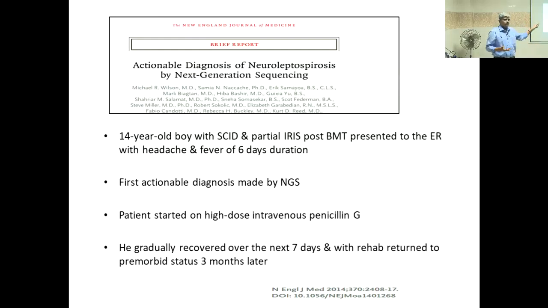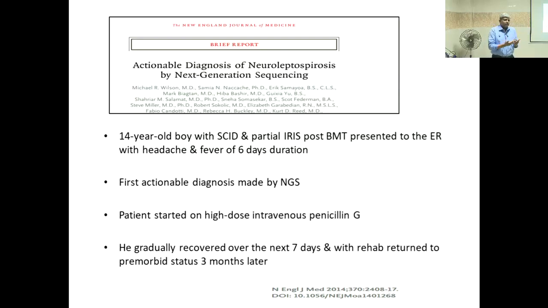This is a boy with severe combined immunodeficiency who undergoes bone marrow transplant, and then has an immune reconstitution syndrome during the transplant. This is a US boy who presents with fever and altered sensorium, thought to have meningoencephalitis. They do all the tests in the world, not able to pick up what it is. And then they do next generation sequencing, and they pick up leptospirosis. This is in the US. Then there was an epidemiological exposure: this boy had some swimming pool exposure. This was published 10 years ago.